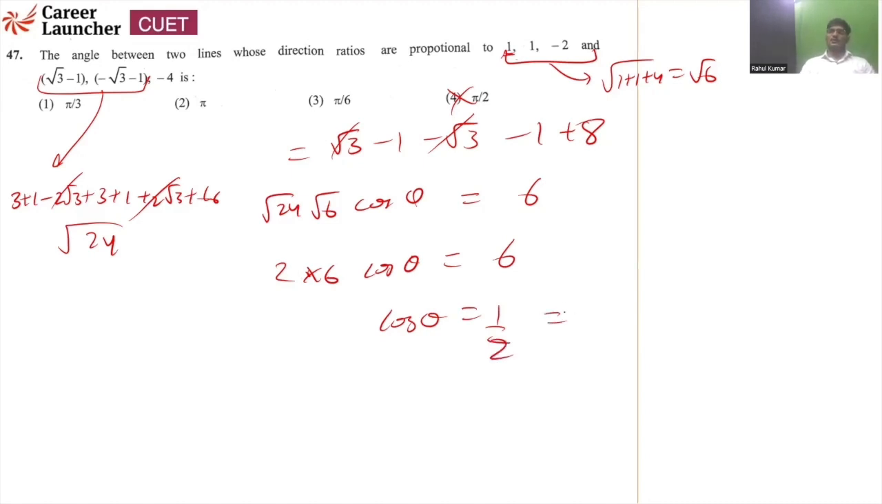So cos theta is 1 by 2. When is cos theta 1 by 2? When it is 30 degrees, or is it 60 degrees? It is 60 degrees. When will it become 60 degrees? When it is pi by 3. So pi by 3 is the correct answer, the first answer.